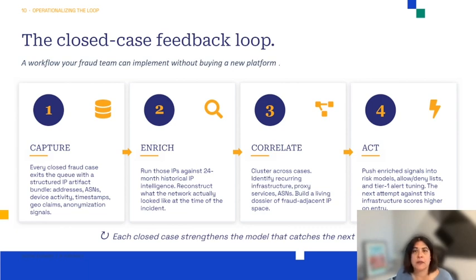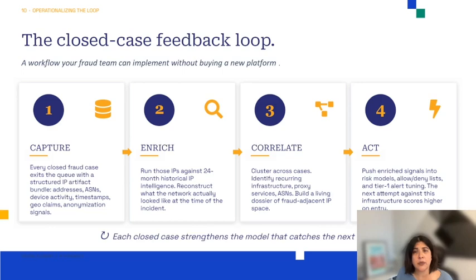Capturing is the part that breaks in most programs, really. An IP artifact exists, the IP address, and you can capture it, but nobody's systematically pulling them out and looking into it. That has to be a built-in step, not an afterthought. Include that IP address in the case profile. Enriching is where IP forensics comes in: not querying what that IP looks like today, but reconstructing what that network actually looked like at the time of that incident.